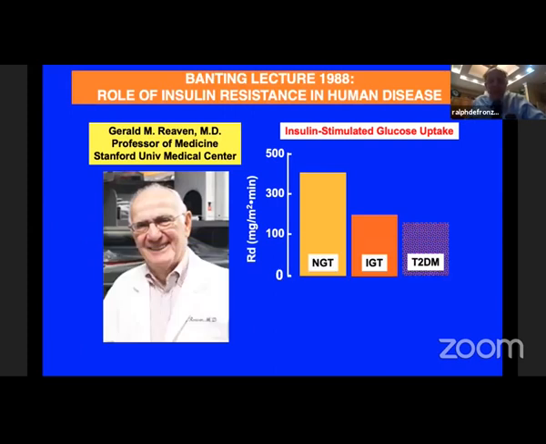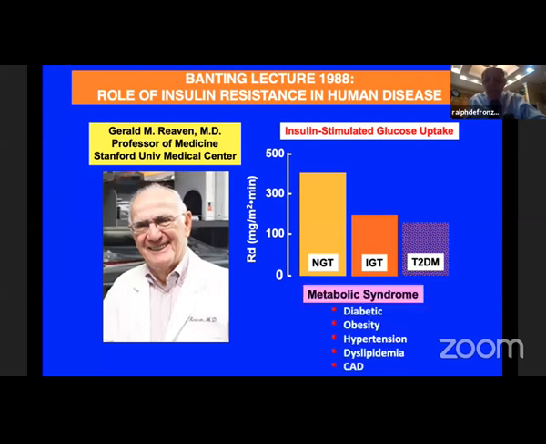Now, this is my last slide. One of the people that I looked up to greatly in the diabetes field was Professor Gerald Reaven. And in my opinion, he really is the modern day father of this disease. And when he gave his famous Banting lecture, you can see to the right, he clearly pointed out that pre-diabetics with IGT and people with type 2 diabetes were clearly insulin resistant.